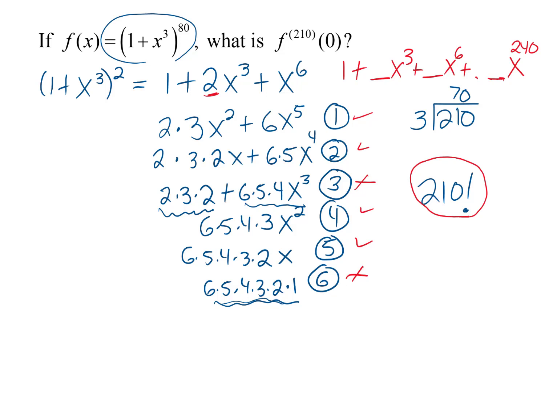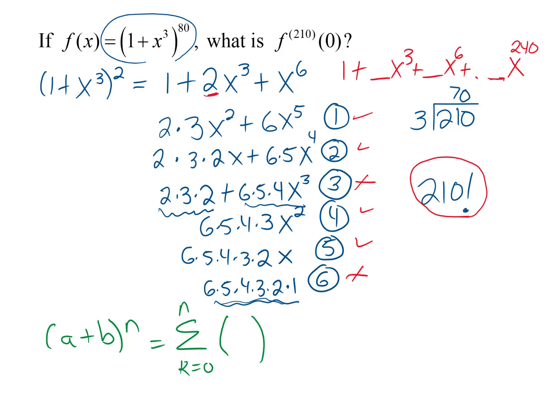Let me remind you what the binomial theorem says. If you have a plus b raised to the nth power, we can express that as a summation, k going from 0 to n. And we take this combination. The top here is the power, 80. The bottom is the term number you'd want the coefficient for.